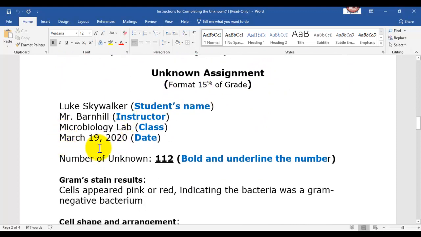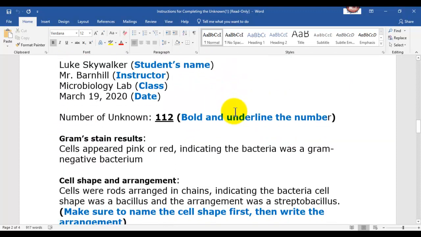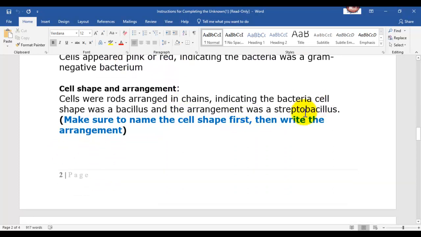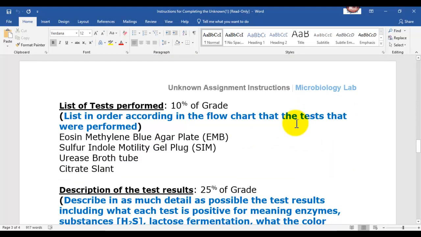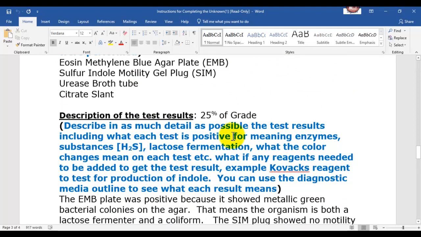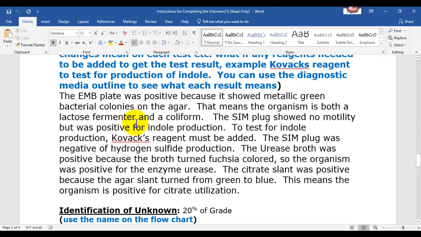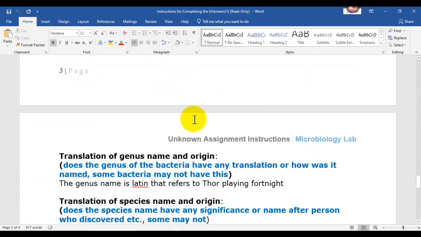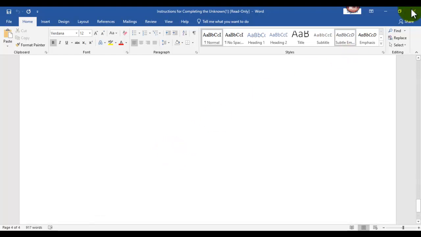So here is the title up here. It says 15% of your grade. There's the number, bolded, underline the number. Then gram stain results, and anything in blue here is just comments I gave you to help you write the whole thing out. So list in order according to the flow chart the tests that were performed. You list them here, and then here's a description of the results. So there's EMB, the things you might add to it, the identification as to what you think it is. Once again, you go with the majority, and then the research questions. And I put in blue there anything I hope will help you.